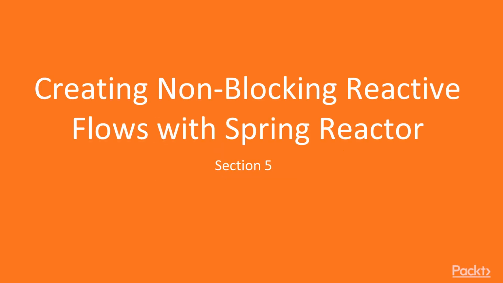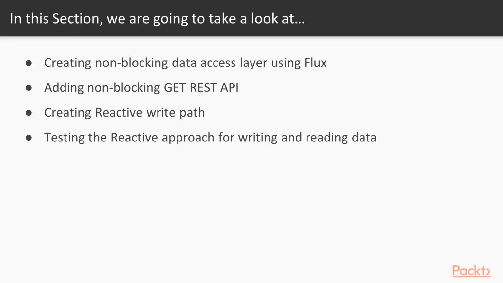Welcome to the fifth section of our course. In this section, we'll be creating non-blocking reactive flows with Spring Reactor. Firstly, we'll be creating a non-blocking data access layer using Flux. Then we'll be adding a non-blocking GET REST API on top of it.